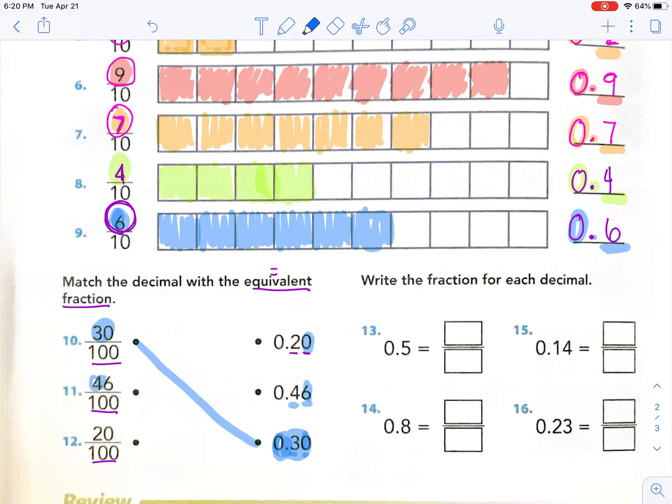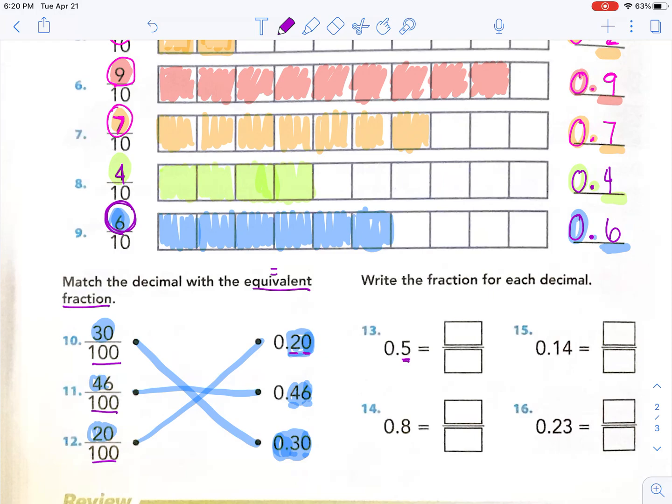Okay, the next one. 46 100ths. Look, 46 100ths. Right here. Do you see it? Okay, last but not least, let's double check it. 20 100ths, 20 100ths. Do you see it right there? Awesome. Great.